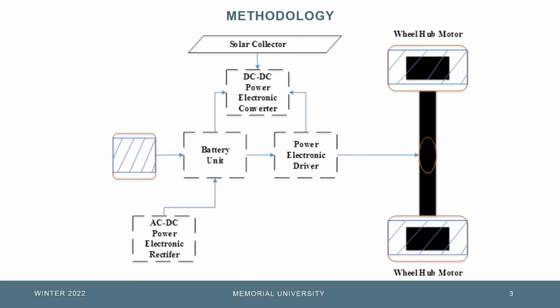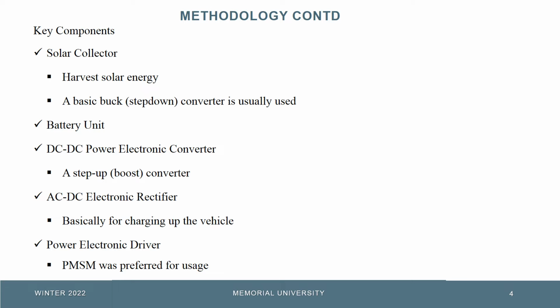Now I will briefly run through the methodology. In this section we look at the schematics of the e-rickshaw. The e-rickshaw consists of the solar collector, the DC to DC power electronic converter, the battery unit, the power electronic driver, the AC to DC power electronic rectifier, and the wheel hub motor. The solar collector is just the PV panel that collects solar energy from the sun.